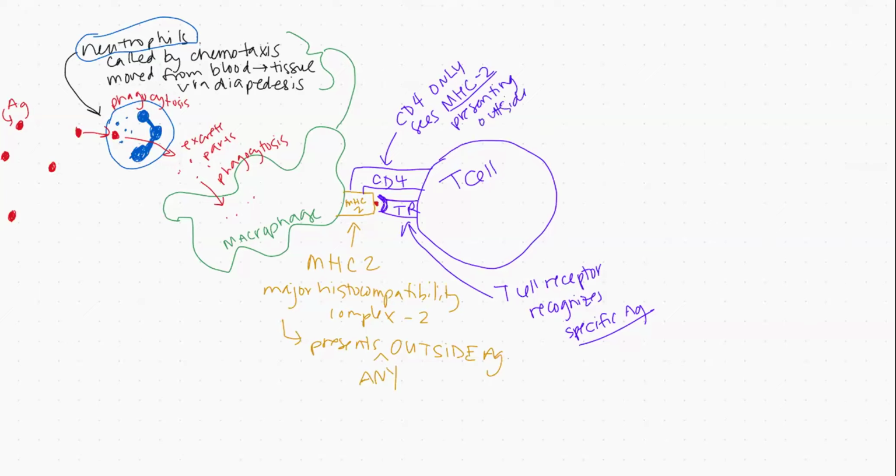MHC2 presents antigen from outside. MHC1 presents antigen from inside. And the T cell is the only type of cell that can see MHC. So T helper cells have CD4 that sees MHC2. Cytotoxic T cells have CD8 that sees MHC1. B cells do not see MHC. Okay, so this is happening.